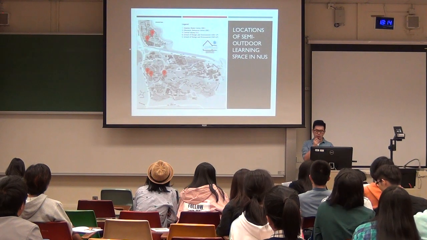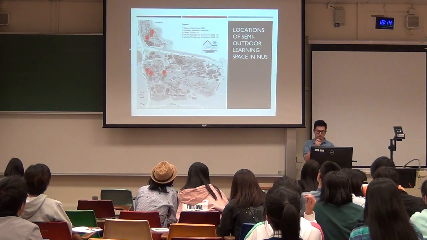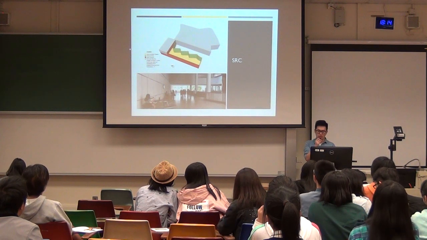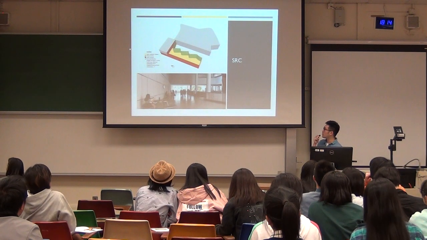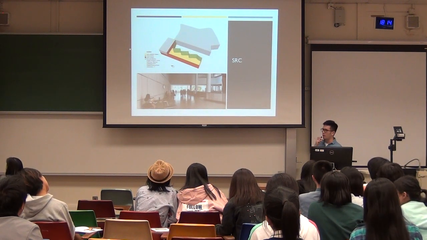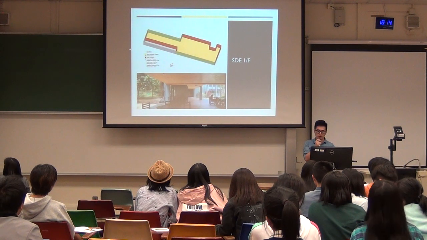So again, I chose 5 different spaces on the campus. And you can see the detailed information. The red stands for the solid walls, and the green stands for the void space. So I found 5 different places.